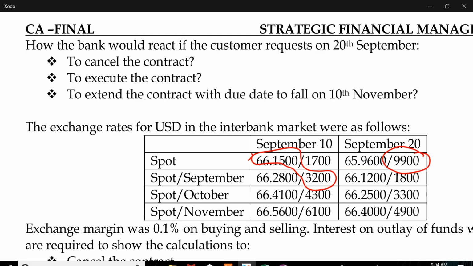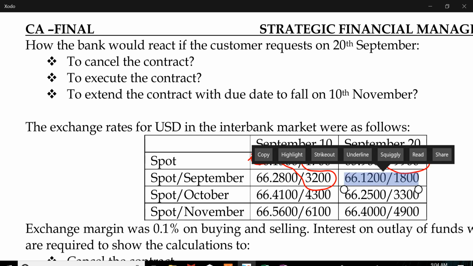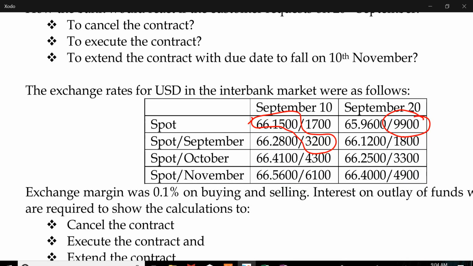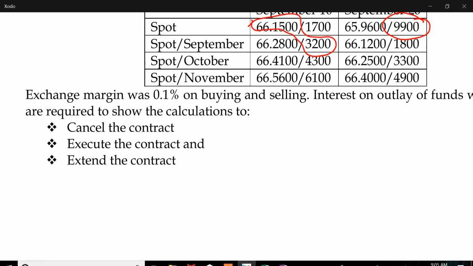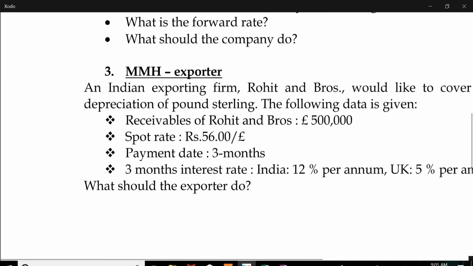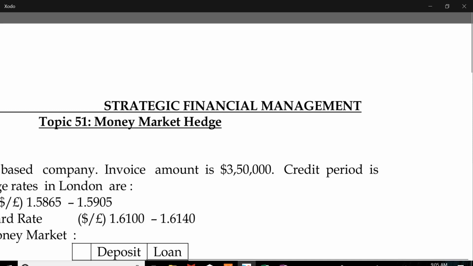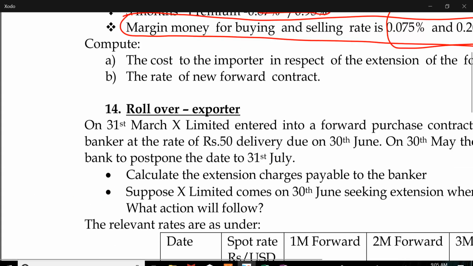Next point, he will enter into a new contract for November 10. The rate for the same would be 66.49 plus 0.1%, four decimal answer: 66.5565. Clear? Any doubts in this? Anybody has any doubts in this?